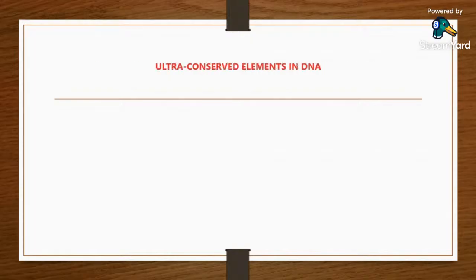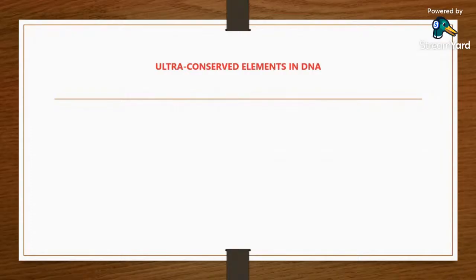Now coming to the DNA portion, ultra conserved elements in DNA. This is another important topic. These ultra conserved elements in DNA are the DNA segments that have remained unchanged over 80 million years across species like human, rat, mice, chicken, dog, and fish. These elements are thought to have remained intact due to some biological constraints.